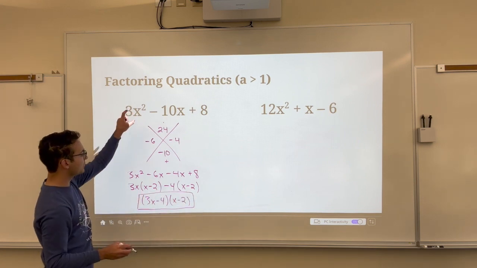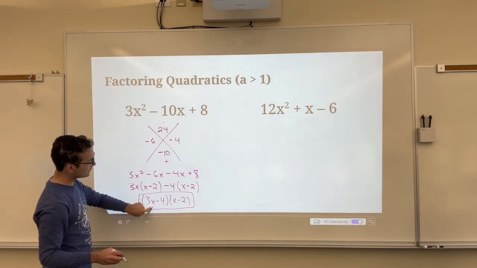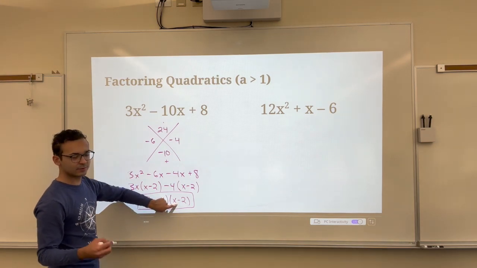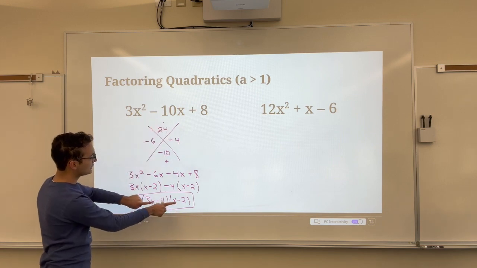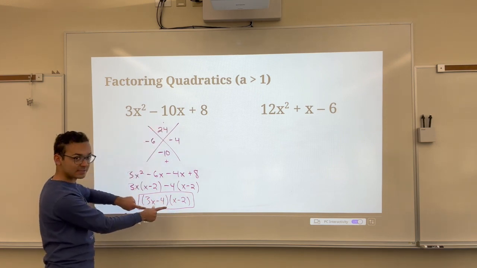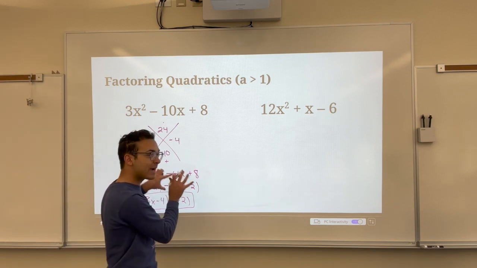Again, if this were set equal to 0, then we would say x is equal to 4/3 or x is equal to 2, but because we just have an expression, we're going to just leave it in this factored form, and that's the final answer. Okay, so that was factoring by grouping.